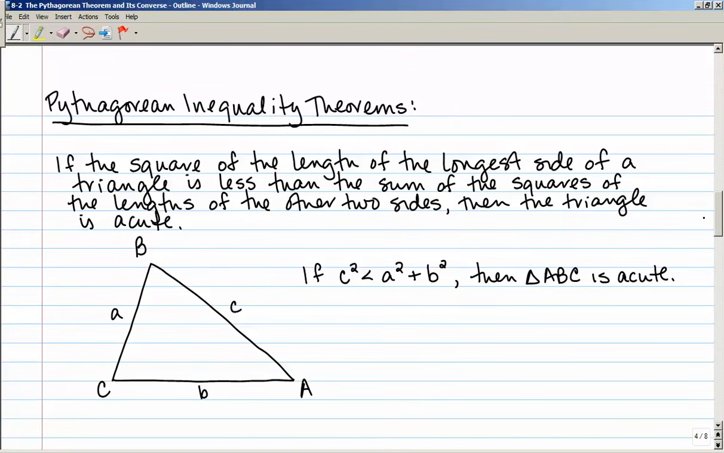We have a couple Pythagorean inequality theorems. The first one says if the square of the length of the longest side of a triangle is less than the sum of the squares of the lengths of the other two sides, then the triangle is acute. In other words, if the longest side, c here, squared is less than the other two sides squared and added together, then this is going to be an acute angle and not a right angle, and you have an acute triangle.